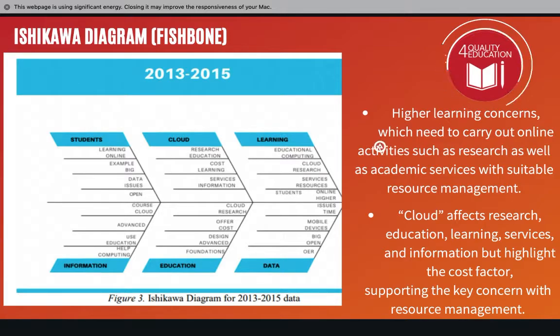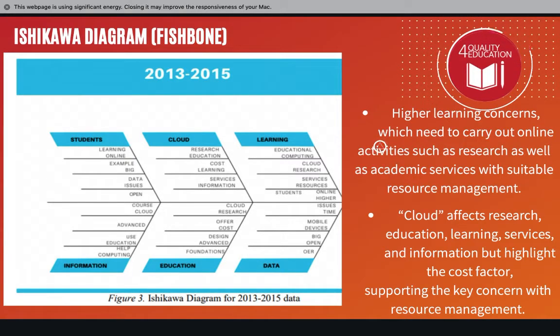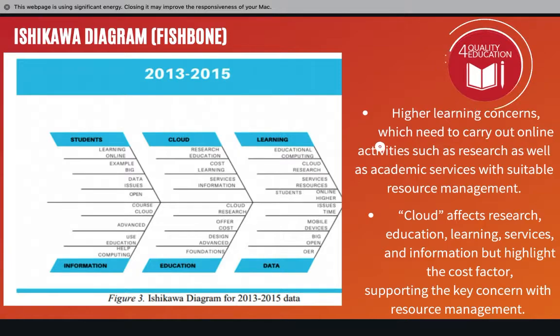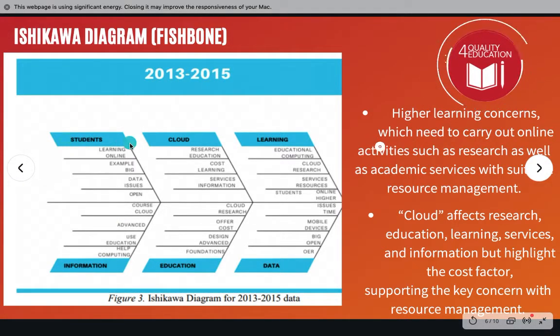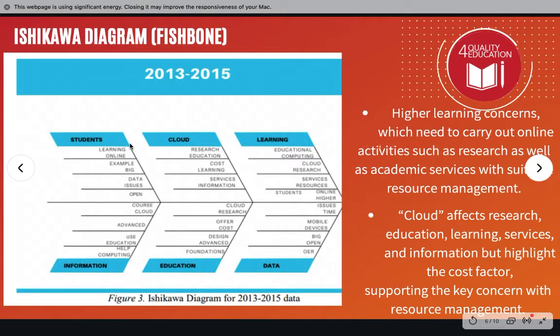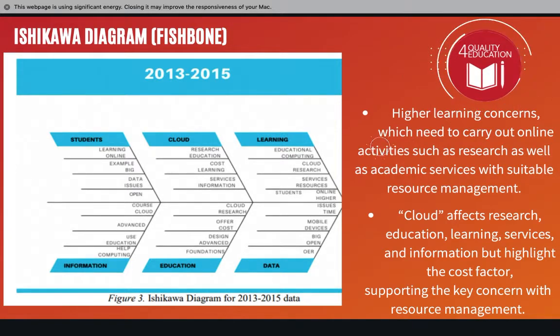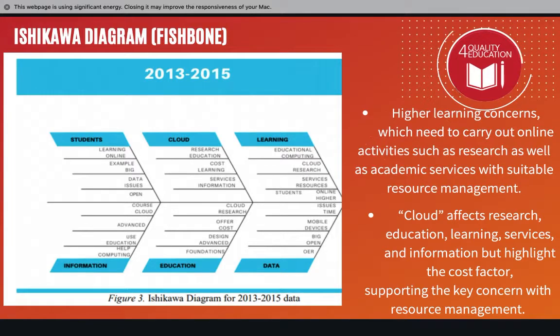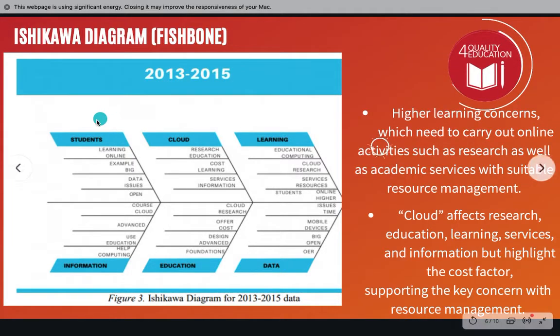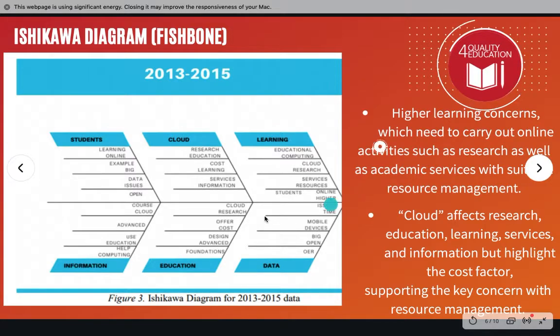The Ishikawa diagram, as displayed on this page, answers the question, why does this happen? We dig deeper to better understand what is driving the disruption of the industry technology. This diagram shows the sub-factors of learning as affected by education, computing, cloud, research, services, online, resources, data, and so on. The nature of this diagram is structured like the bone of the fish, hence called the fishbone diagram, where the inner corners are the bones of the fish and the outer corners are the skeletal system of the fish.